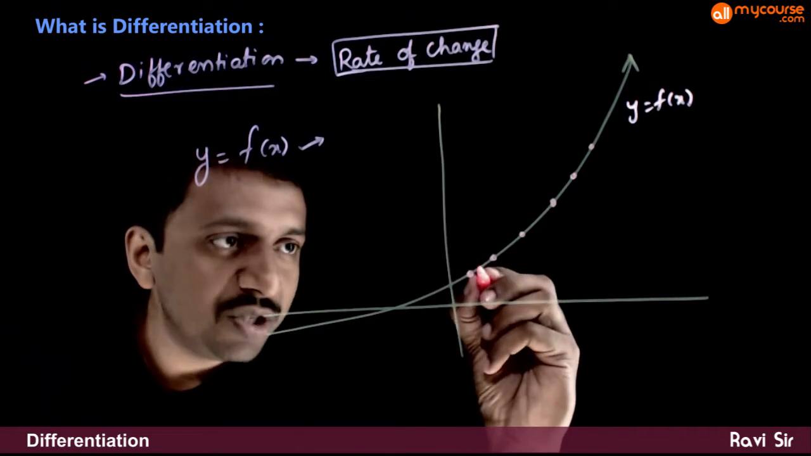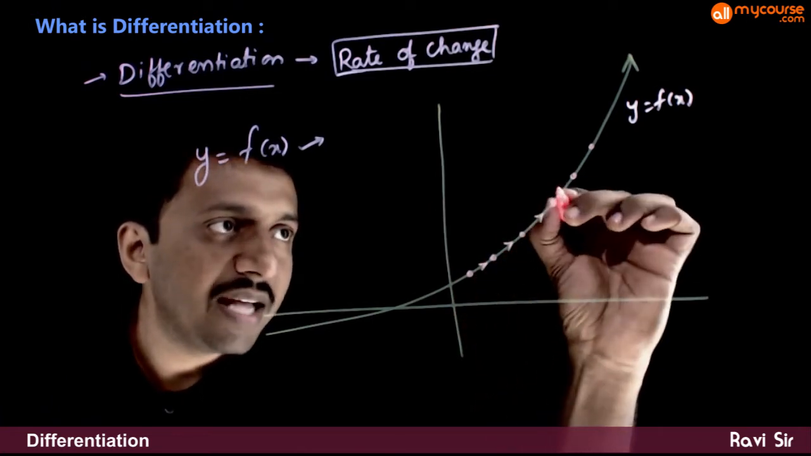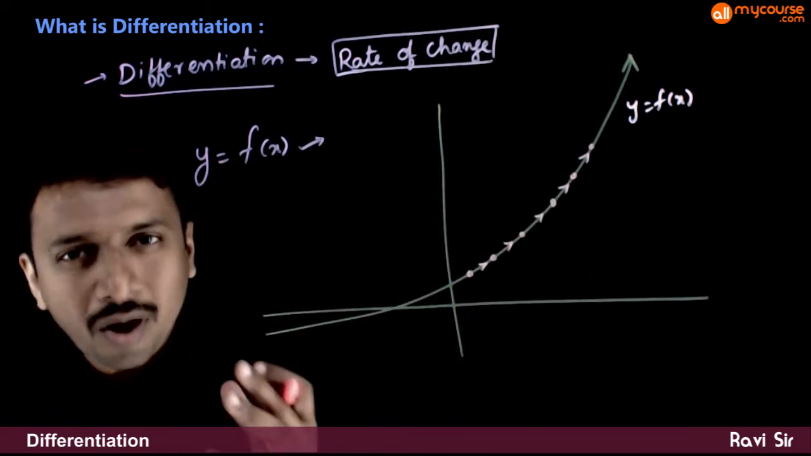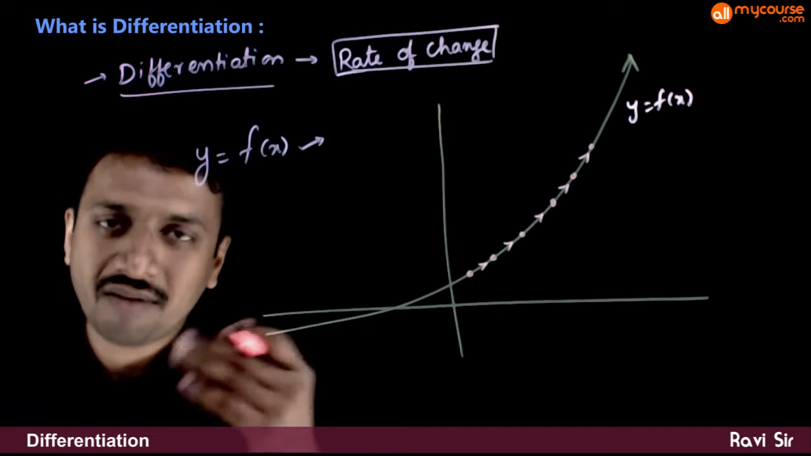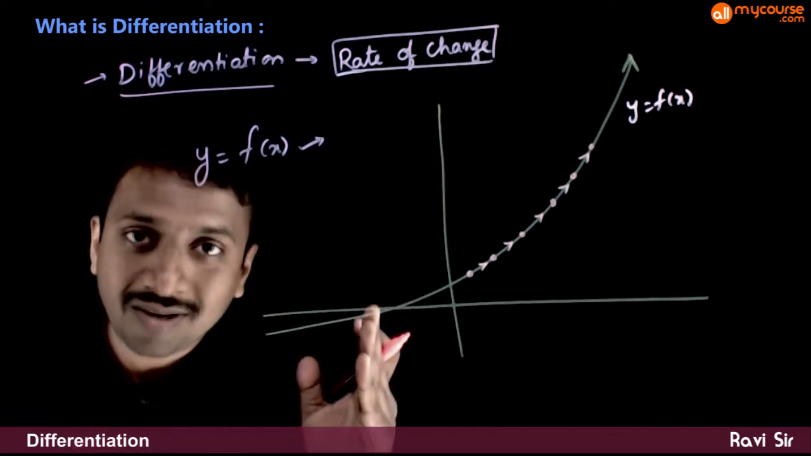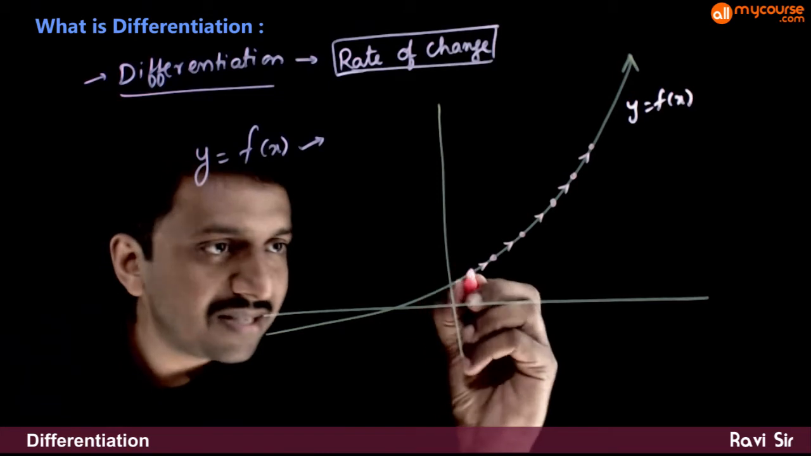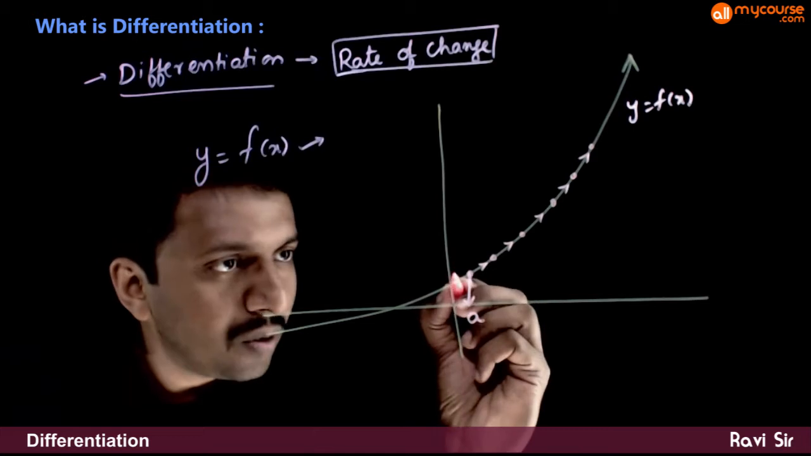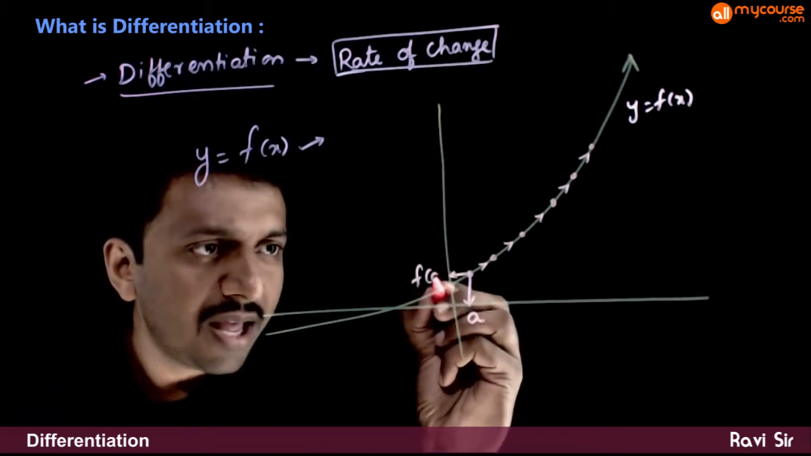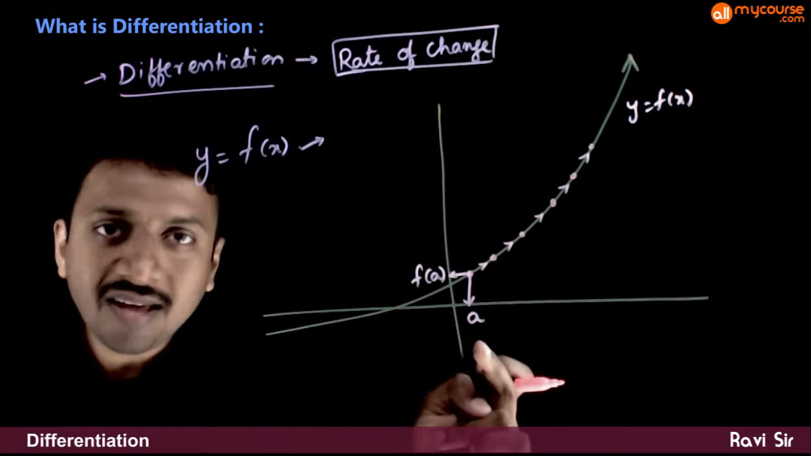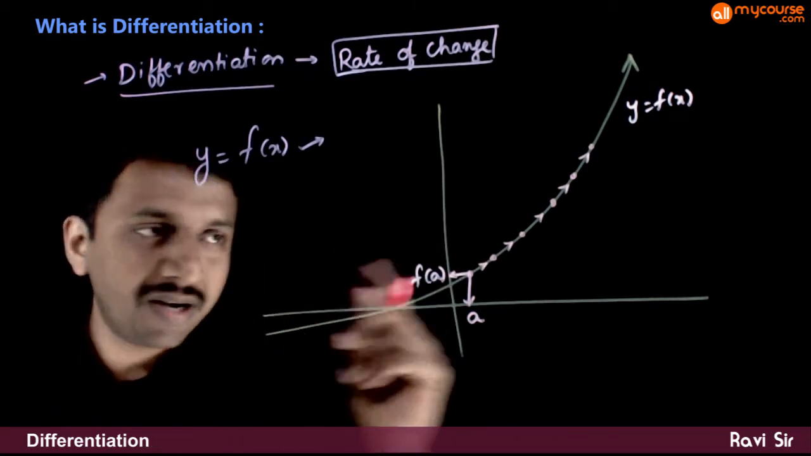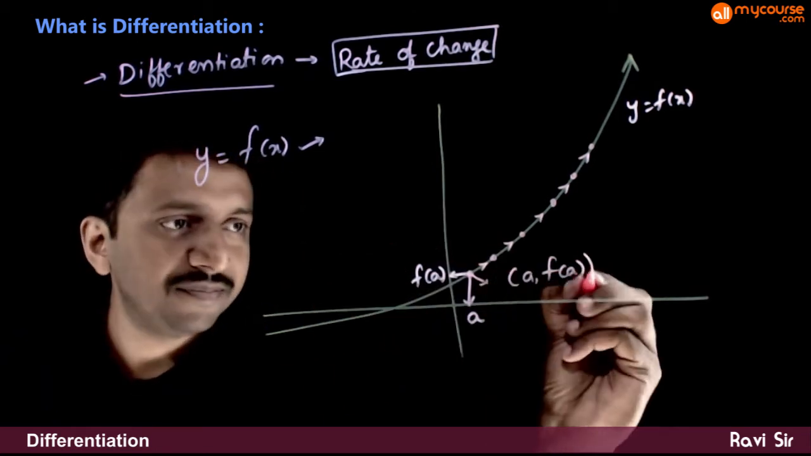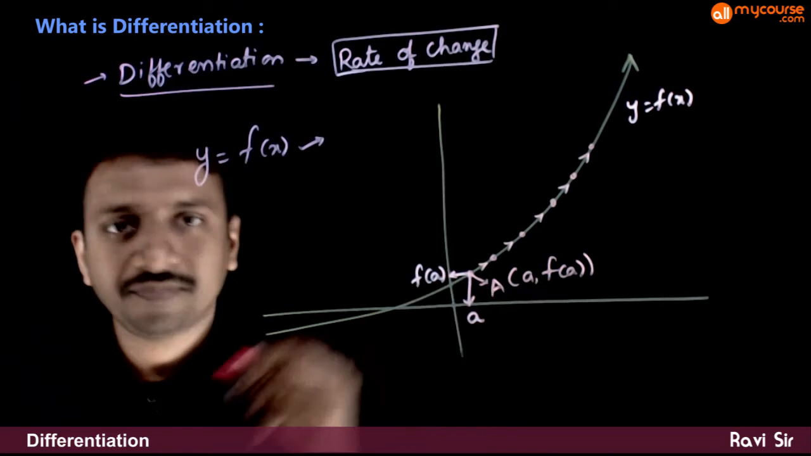So on this graph, as you move in this direction, you go through different points. A point means that you have an x coordinate and you have a y coordinate, right? Let us say that this point corresponds to x is equal to a. So this y value will correspond to f of a. That means the coordinates of this point are a comma f of a. Let us call this point A.